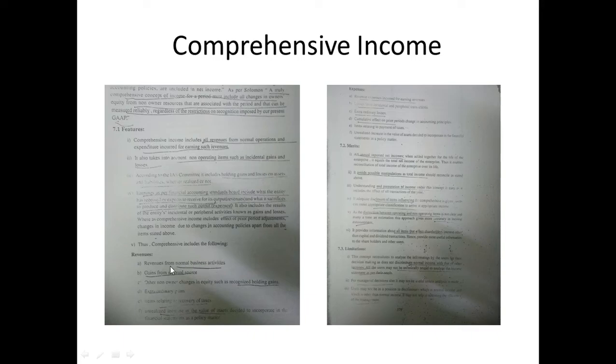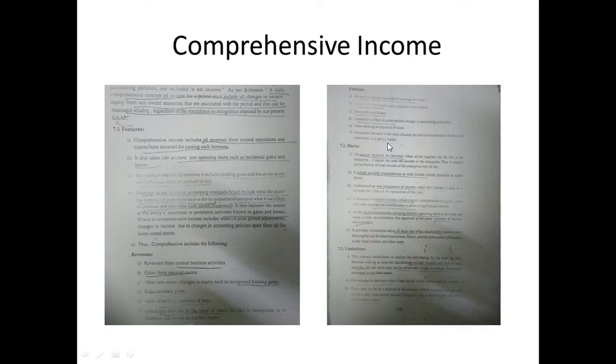So what all is included here? Normal business activity revenue, gain from unusual sources, other changes, non-owner changes in equity, extraordinary items, items relating to recovery of taxes, unrealized incomes, all are taken. Then losses, extraordinary losses, not only revenue losses but other losses, cumulative effect on prior period changes are also taken into account. Unrealized losses are taken into account. Comprehensive means everything is taken into account. So whatever we have learned in the previous income concepts, everything is taken into account. Then you call it comprehensive income.